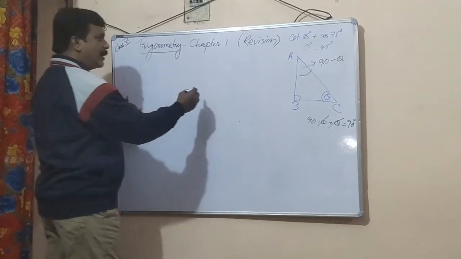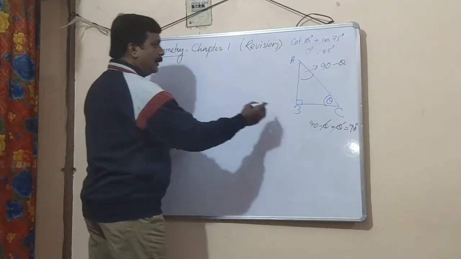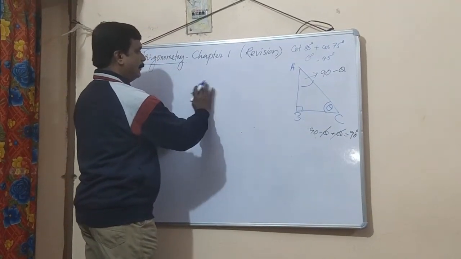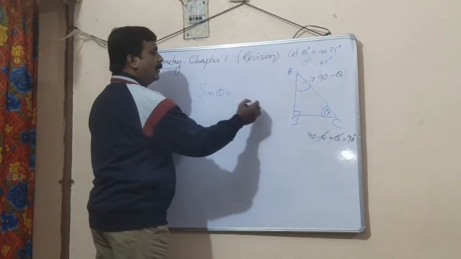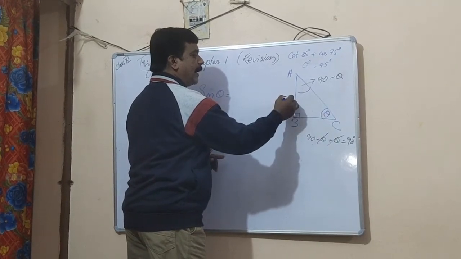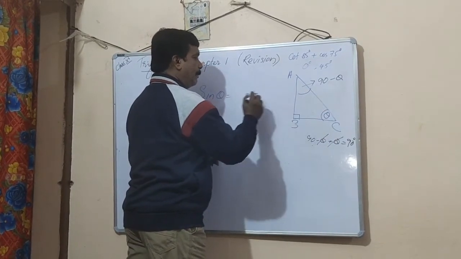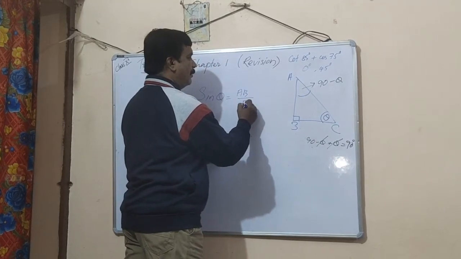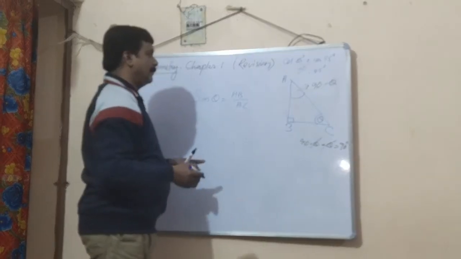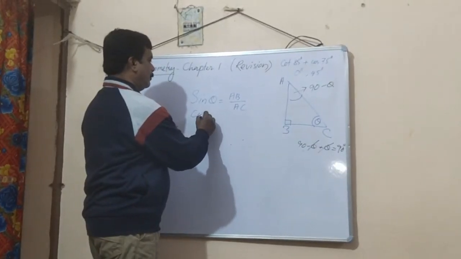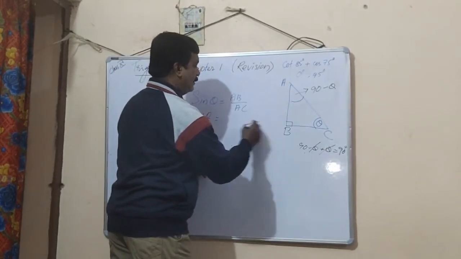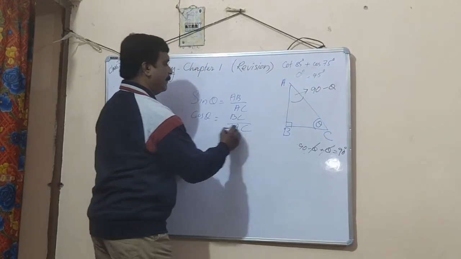Of course, by the way, let me ask you a question. If it is theta, what is sin theta? You know, sin theta is always opposite side upon hypotenuse. Means AB upon AC. Side opposite upon hypotenuse. Cos is side adjacent, that is BC upon AC.